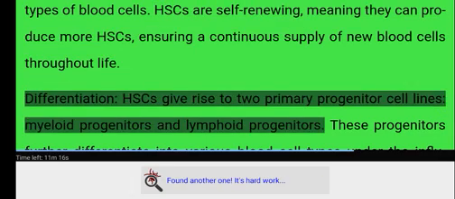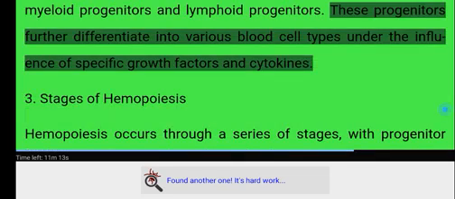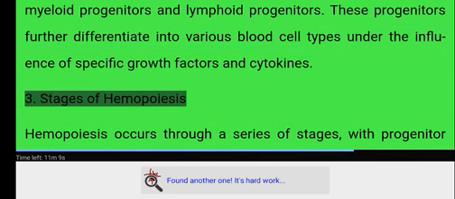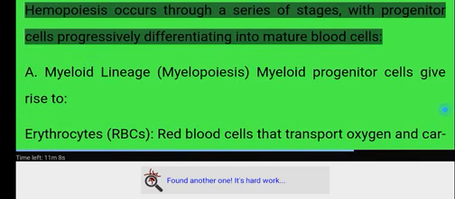Differentiation: HSCs give rise to two primary progenitor cell lines, myeloid progenitors and lymphoid progenitors. These progenitors further differentiate into various blood cell types under the influence of specific growth factors and cytokines. 3. Stages of hematopoiesis. Hematopoiesis occurs through a series of stages, with progenitor cells progressively differentiating into mature blood cells.